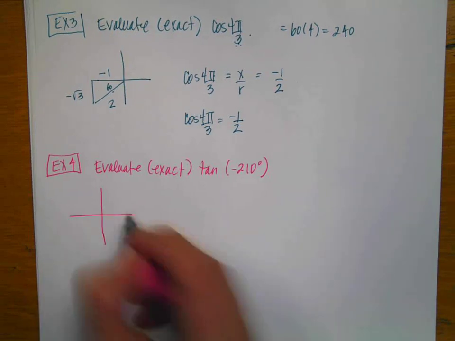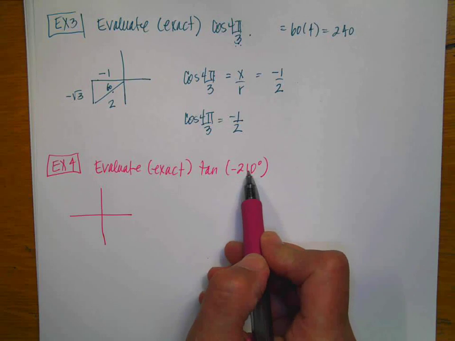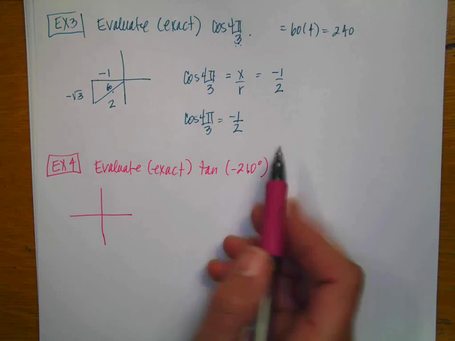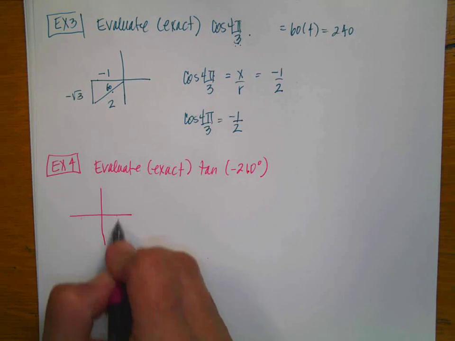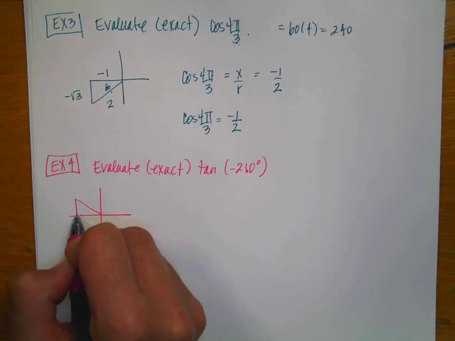Okay, so if we go ahead and go here, 210 is 180 plus 30. I'm going in the opposite rotation, so here's 180 plus 30 degrees more.